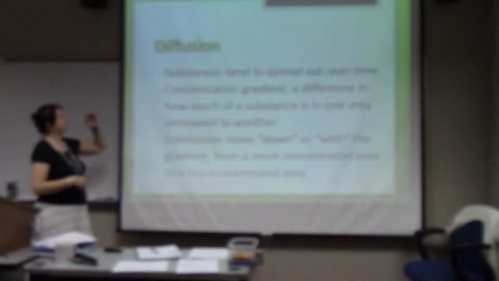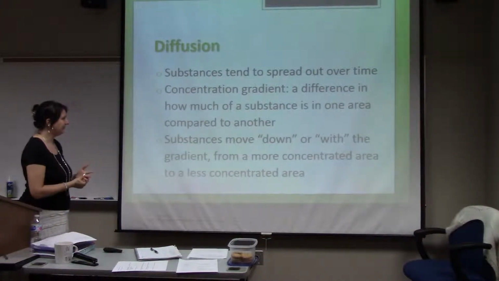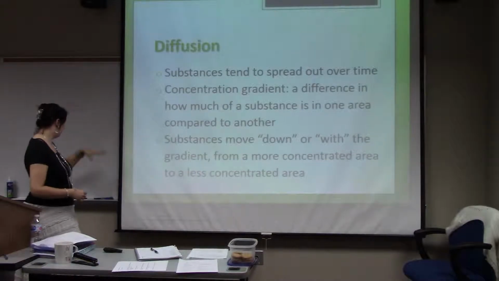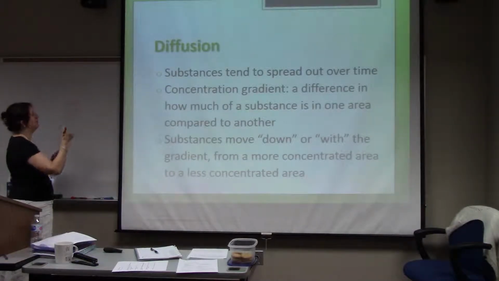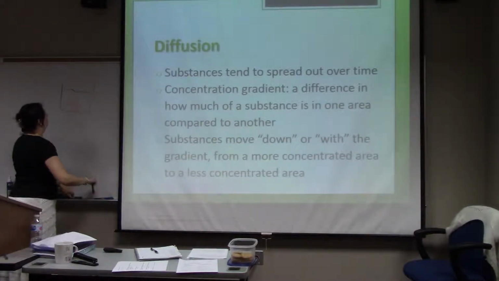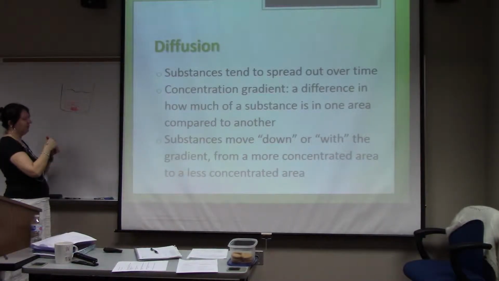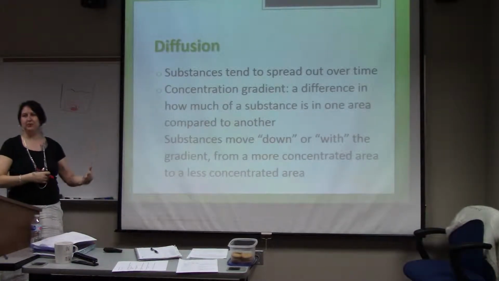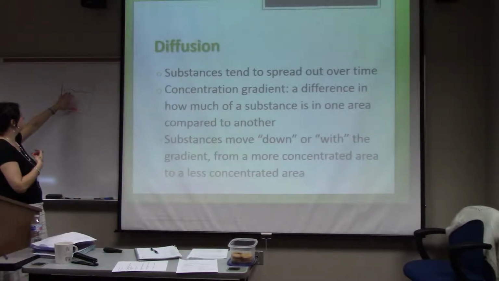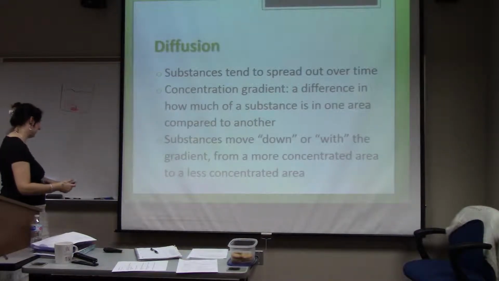Diffusion happens because substances spread out over time. You may start a substance in one place. Let's say you put a little block of salt in a beaker. It starts to dissolve and spread out from there. And until it's equally distributed, you have a difference in how concentrated it is where. That's called a concentration gradient.